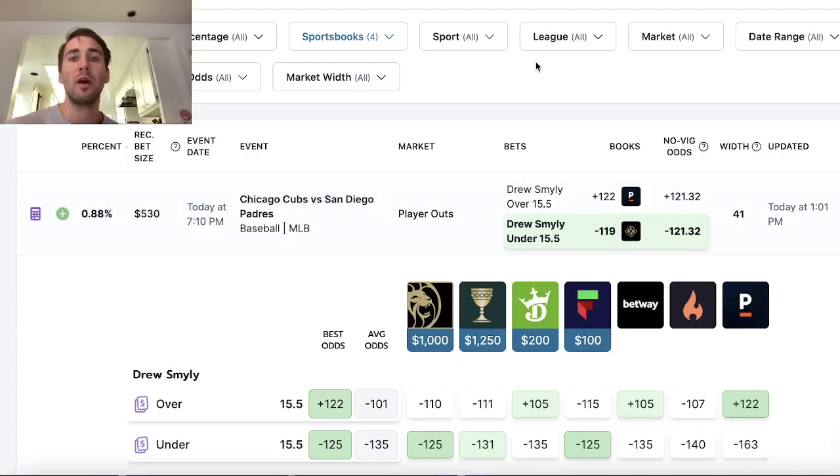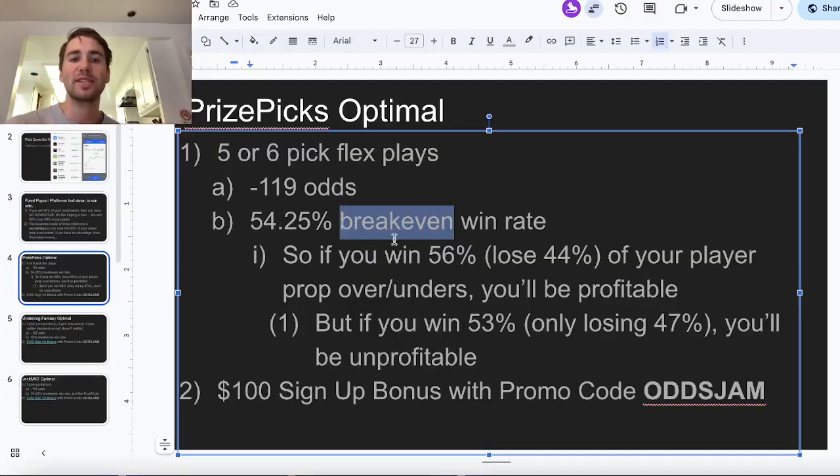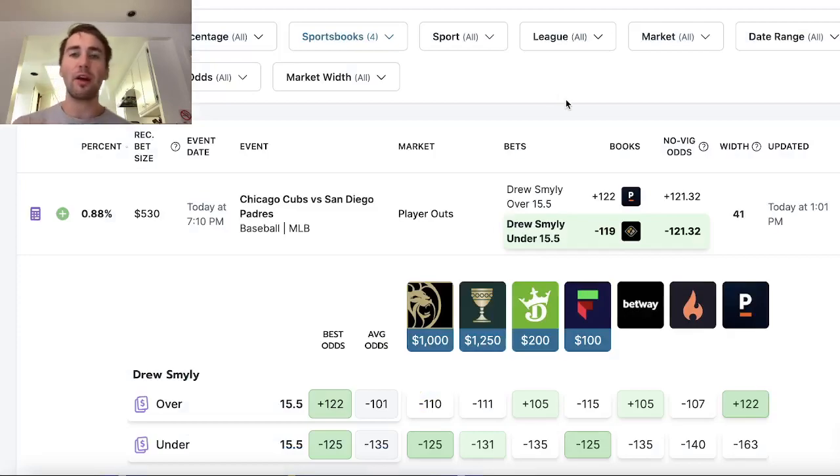As a sharp bettor, PrizePicks, it all boils down to just winning 54.25% of your picks. I don't care if a play is baseball, NBA, WNBA. Who cares? If it's winning above 54.25% of the time, it's profitable in a PrizePicks flex play. So the play that's recommended on OddsJam is Drew Smiley under 15.5 outs, right? So you're going to see here, it should make sense, right?